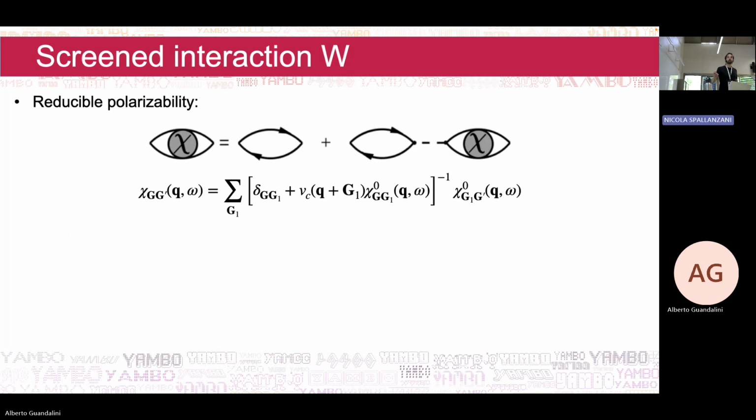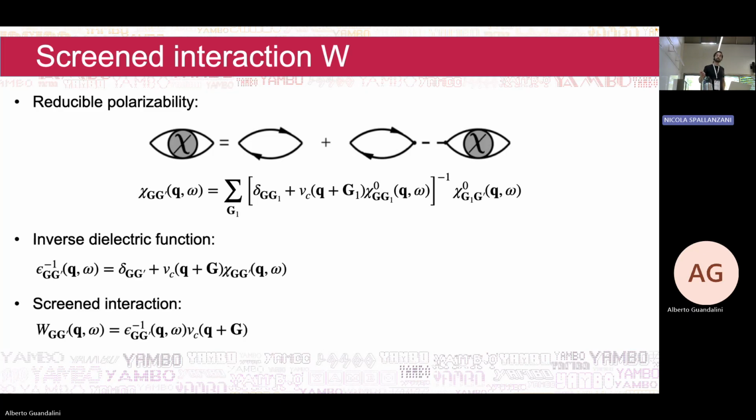Once we have one bubble, we need the geometrical series of all the bubbles. This is the random phase approximation. And Yambo does this by this matrix inversion, again in G space. There is not too much to say about that, but what is important is that once we have the reducible polarizability, we can obtain the inverse dielectric function just by multiplying by the Coulomb interaction, and finally, the screened interaction by multiplying with another Coulomb interaction.